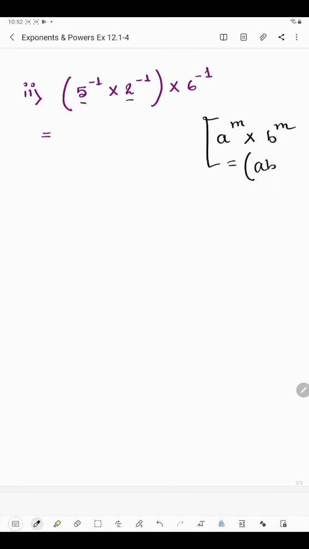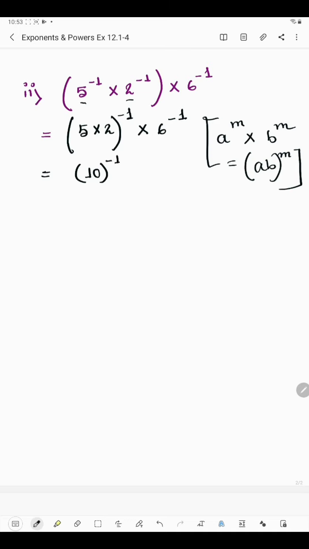A into b is a to the power m, b to the power m. We write the power one time. So similarly, 5 multiplied by 2, we'll just multiply the base, and we will write the power here, multiplied by 6 to the power minus 1. So 5 2s are 10 raised to the power minus 1 multiplied by 6 raised to the power minus 1.